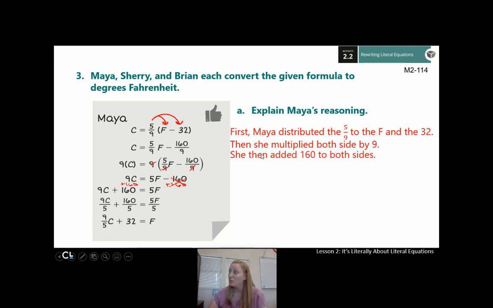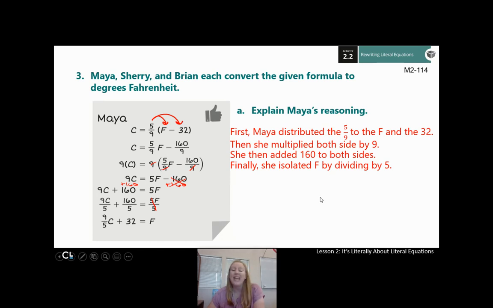Don't forget, we're just explaining her work over here. And in order to get the F alone, she divided everything by 5. So divide by 5, those cancel. Divide by 5 gives us 32, and she just left that as a fraction. So she finished off isolating F by dividing by 5.